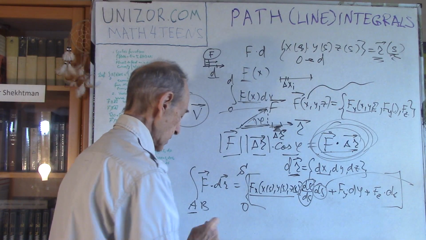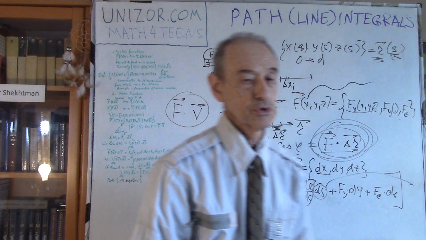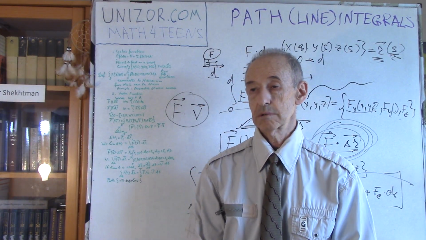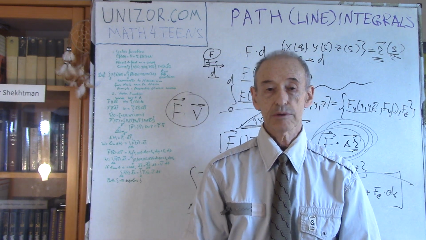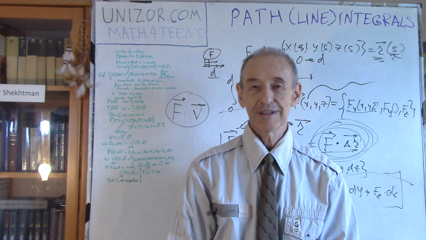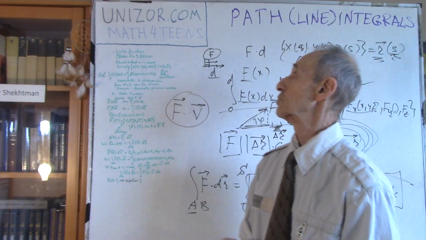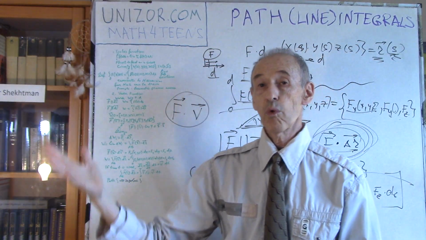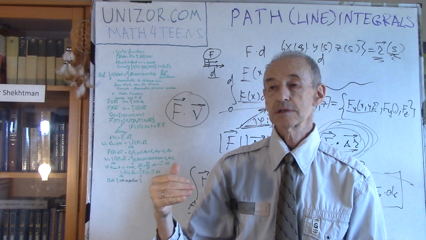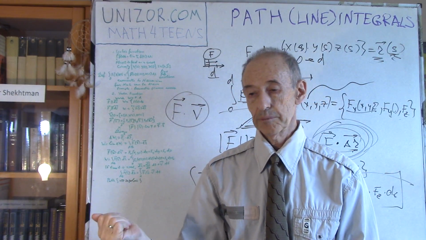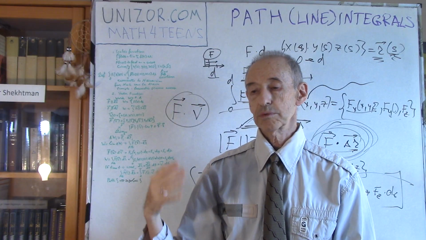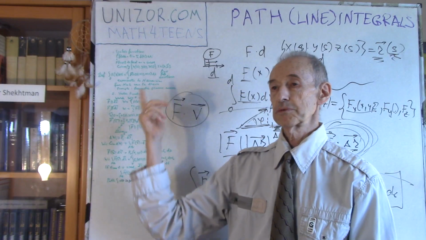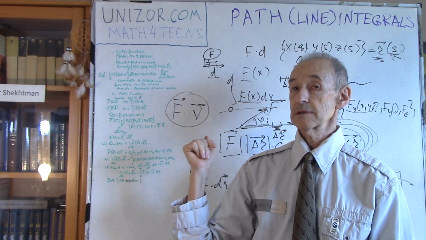Well, that's it. Now, I suggest you go to the notes for this lecture, because they describe the same thing, but maybe in other words, maybe better words than I'm using right now. So you go to unizor.com, you go to the Math4Teens course. Now this is a continuation, I think it's called Integrals Part 2, and that's where you will find the path integrals.